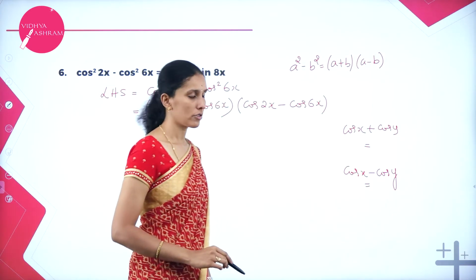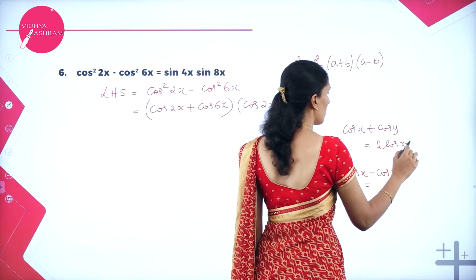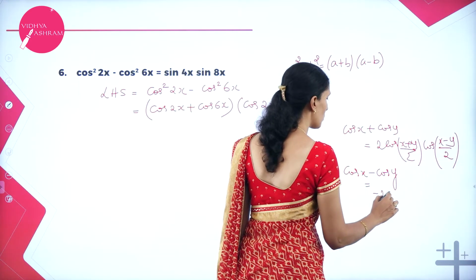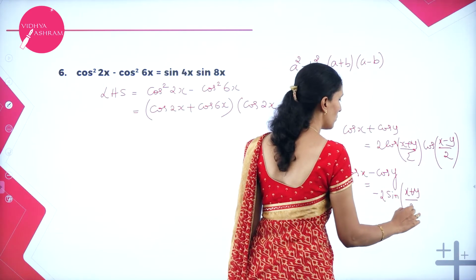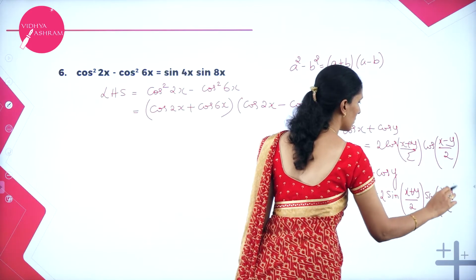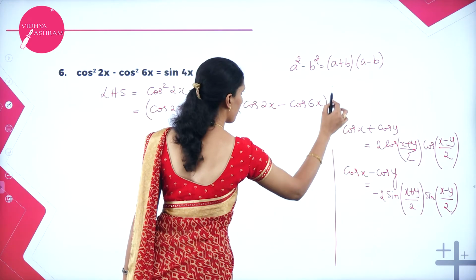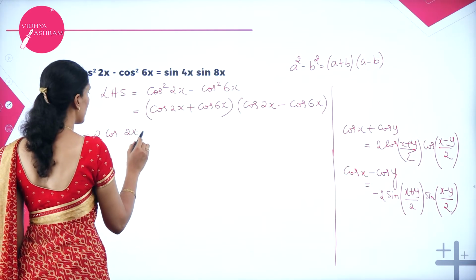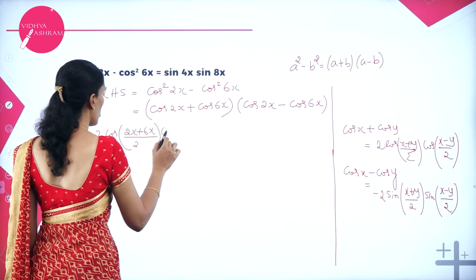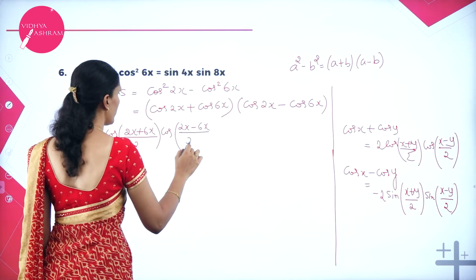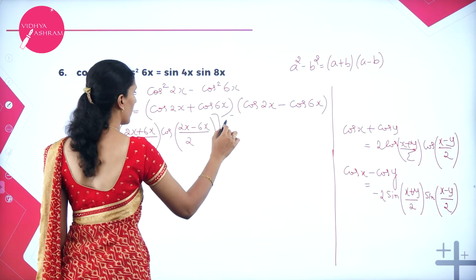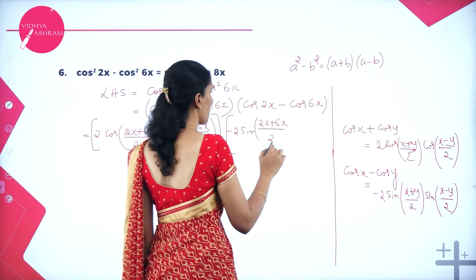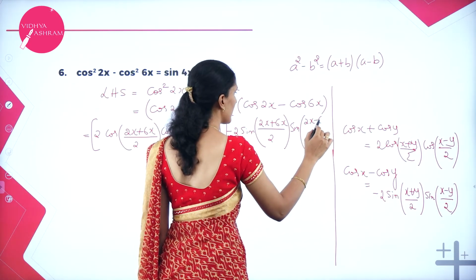Now transform it. Cos x plus cos y means 2 cos of x plus y by 2 into cos of x minus y by 2. Similarly, cos x minus cos y is minus 2 sin of x plus y by 2 sin of x minus y by 2. We'll apply these two transformations here. So if you apply this, you will get 2 cos of 2x plus 6x divided by 2, cos of 2x minus 6x divided by 2. Again here, if you apply this, minus 2 sin of 2x plus 6x by 2, sin of 2x minus 6x by 2.